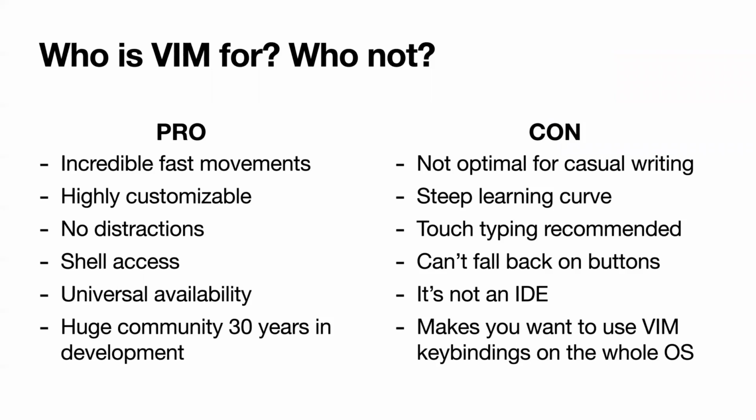So pros and cons: who's Vim for, who's it not for? The two biggest pros. The first one is Vim is incredibly, blazingly fast. If you want to move around the document, there's nothing faster than Vim. But you have to know touch typing. If you can't touch type, that's one of the cons. You should learn touch typing first before you start using Vim, because without touch typing, you might be faster just clicking buttons and using a mouse.